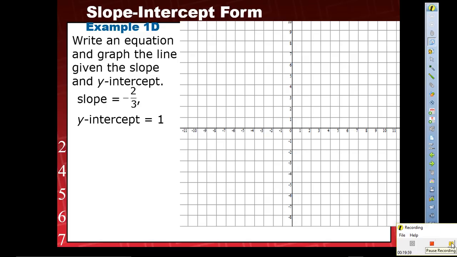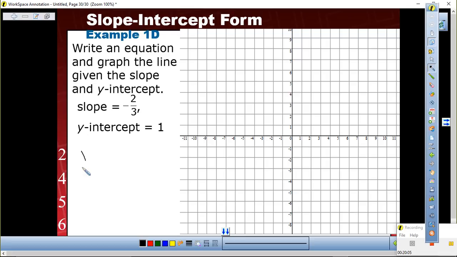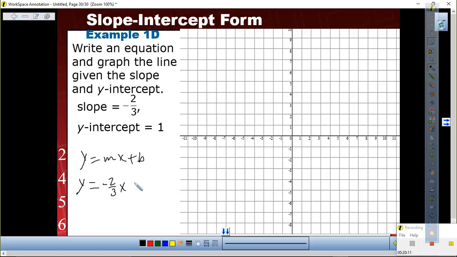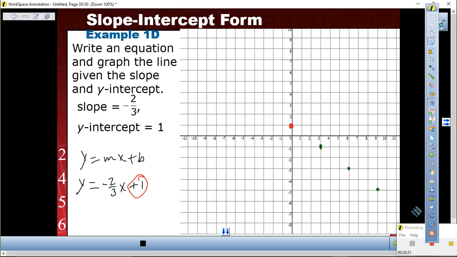All right, so process. First thing you wrote your y equals mx plus b. Then you wrote y equals negative 2/3 x plus 1. We start at positive 1, which is here. Our slope is 2 steps down, 3 to the right. Plot your point. Do it again. Plot your point. Graph your line. Something like that. Hands if you got that. Okay, good.